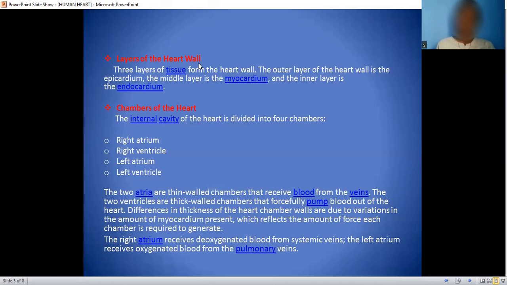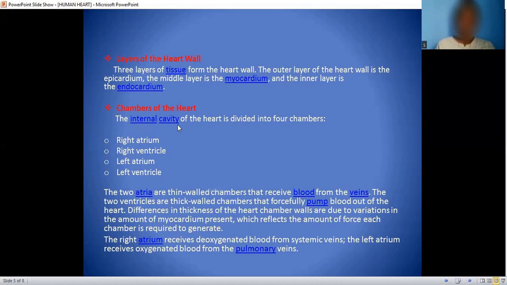Layers of the heart wall. Three layers of tissues form the heart wall. The outer layer of the heart wall is the epicardium, the middle layer is the myocardium, and the inner layer is the endocardium.